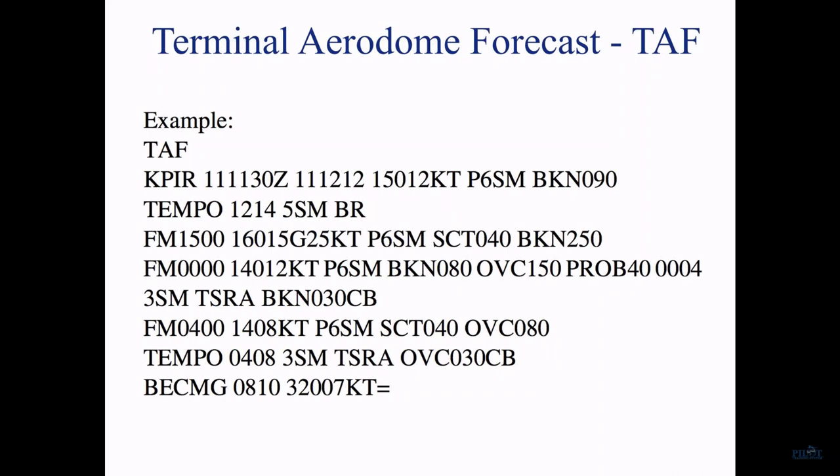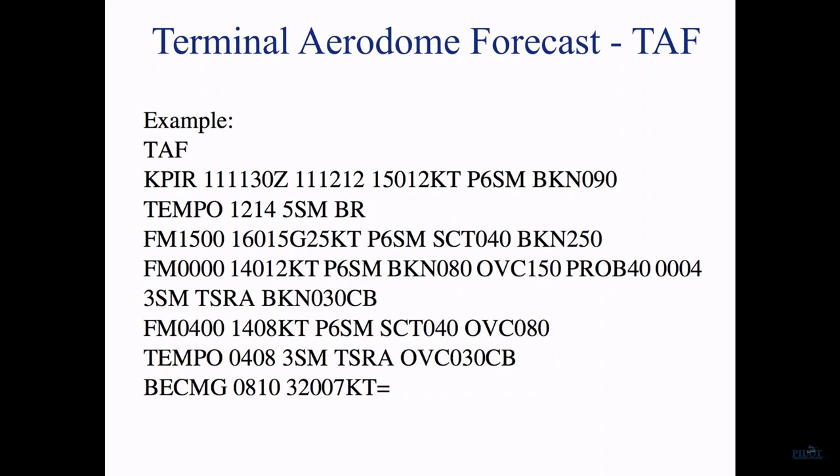6. Forecast visibility, P6SM, given in statute miles, and may be in whole numbers or fractions. If the forecast is greater than 6 miles, it will be coded as P6SM. 7. Forecast significant weather. Weather phenomena are coded in the TAF reports in the same format as the METAR. If no significant weather is expected during the forecast time period, the denotation NSW is included in the becoming or temporary weather groups. 8. Forecast sky condition, given in the same manner as the METAR.